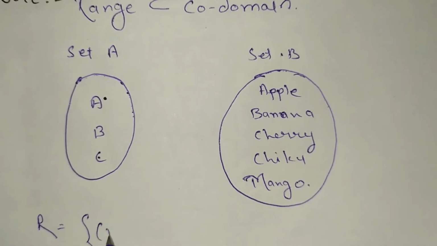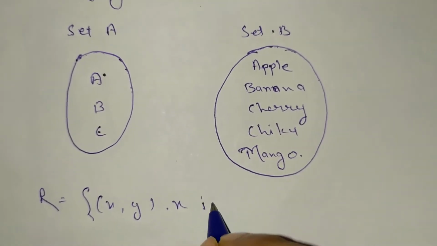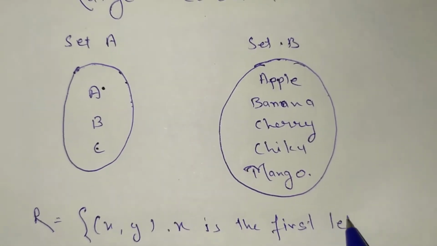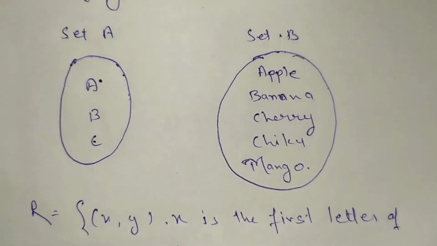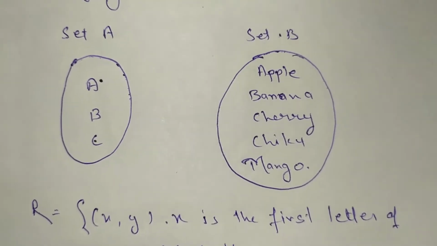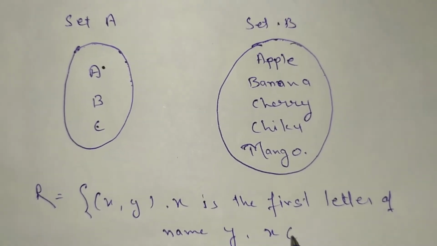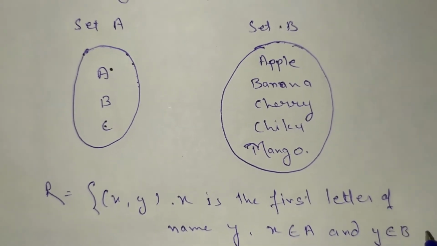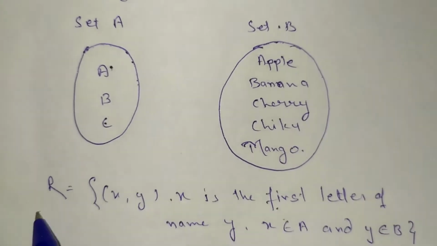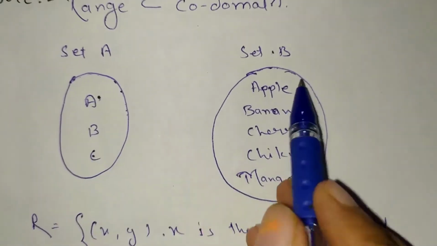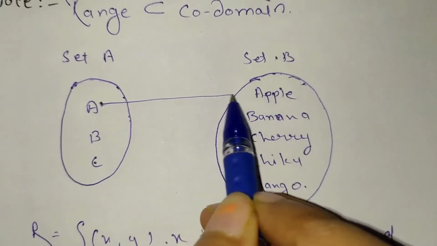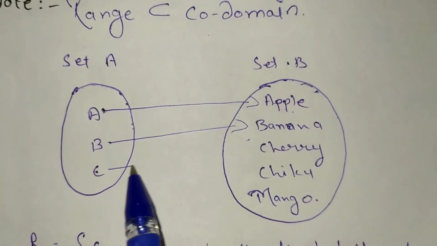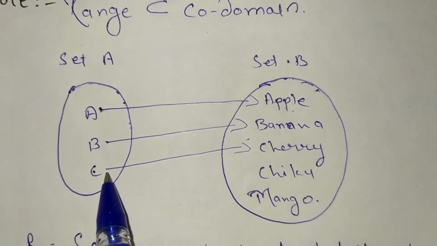We have two values x and y, where x is the first letter of name y, where x must belong to set A and y must belong to set B. So here we have set the relationship between set A and set B, that is a is the first letter of apple, b is the first letter of banana, c is the first letter of cherry and chiku.